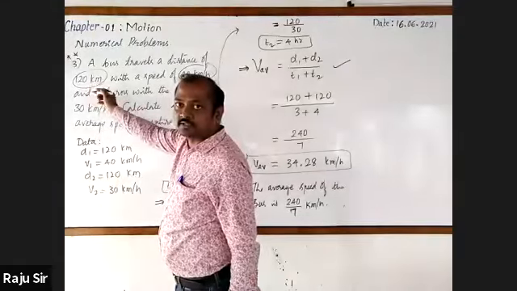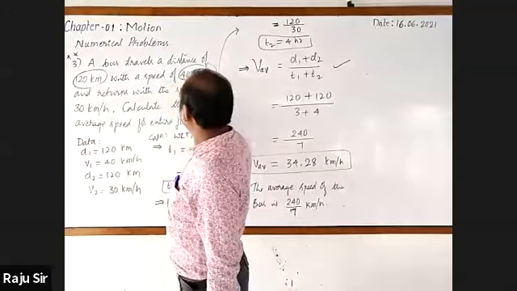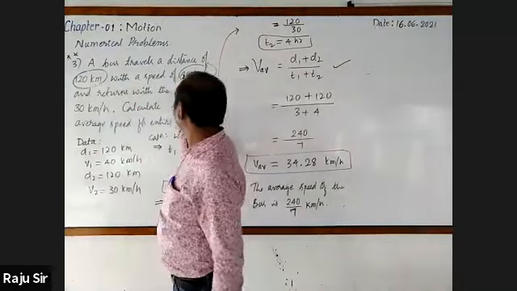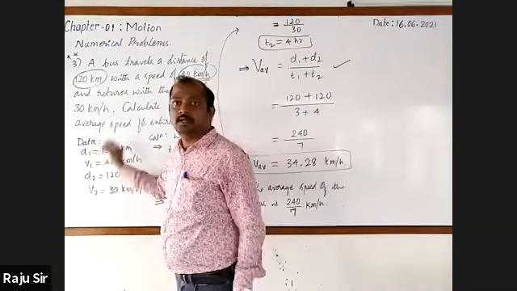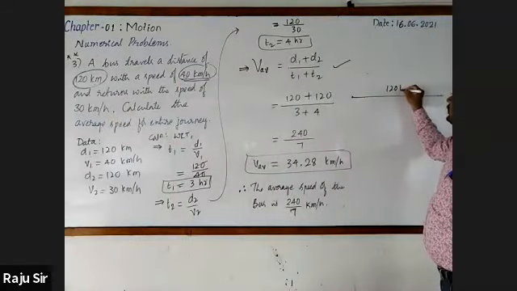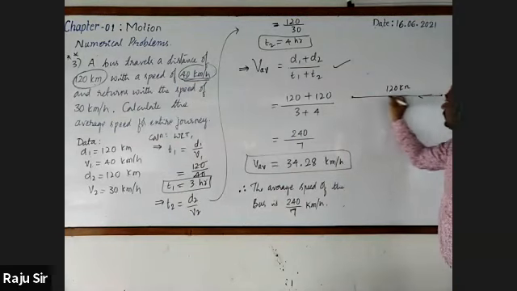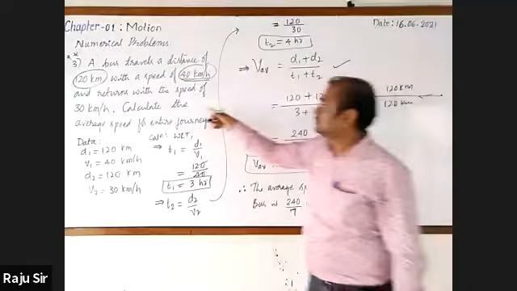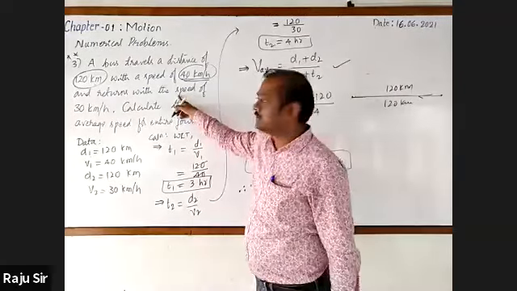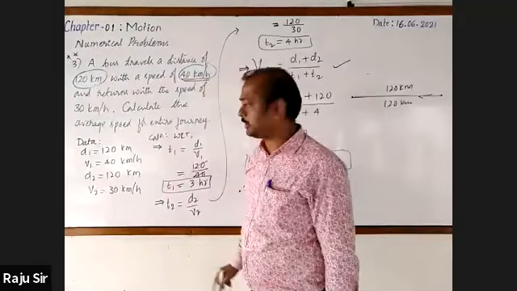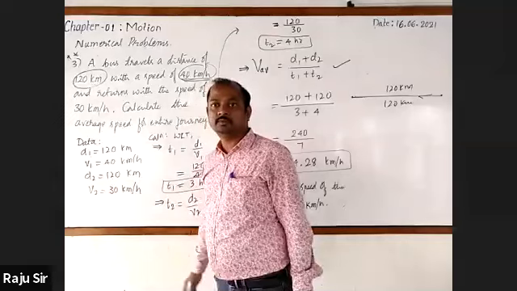There are two cases. First time, the bus covers 120 kilometers with this speed. As it is the first case, I take distance as D1 and speed as V1. Next, it returns. It moves from here to here, 120 kilometers. Then it comes back, and again it covers 120 kilometers. So that is the second case. In the second case, the distance covered is 120 kilometers and the speed is 30 kilometers per hour. Hence I've taken D2 and V2.